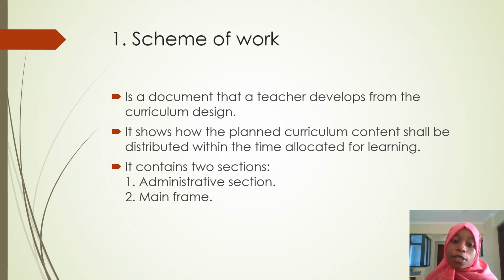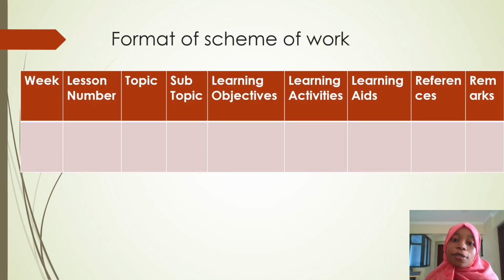The scheme of work has two sections. One is the administrative section, which entails the teacher's name, the date, the lesson number, the time, and the main frame. The main frame is divided into 9 columns. This is the format of the scheme of work. The columns are the week and the lesson number, for instance, week 1, lesson number 2.